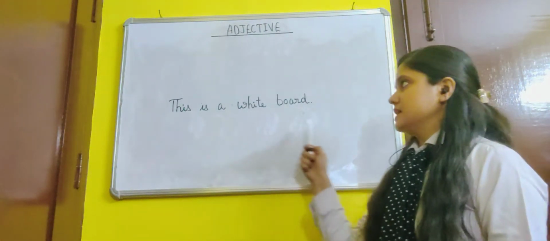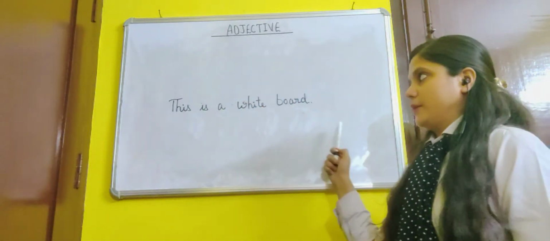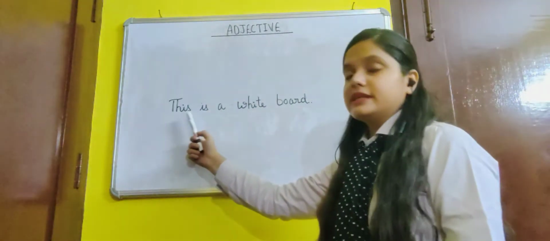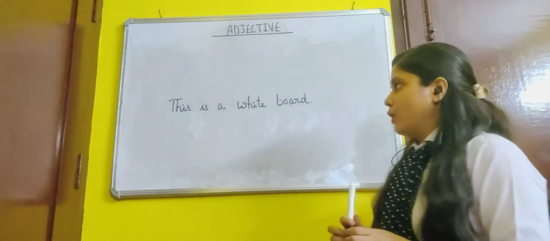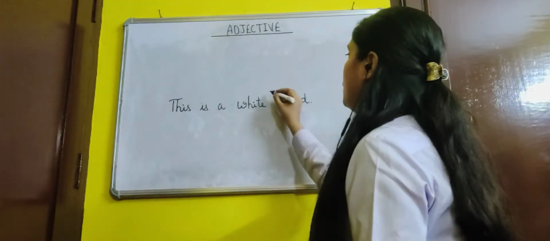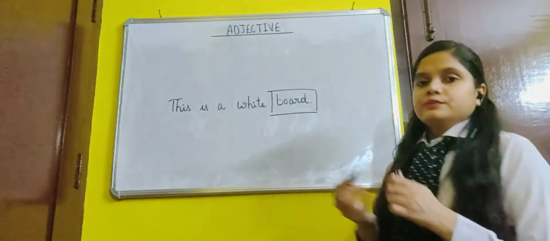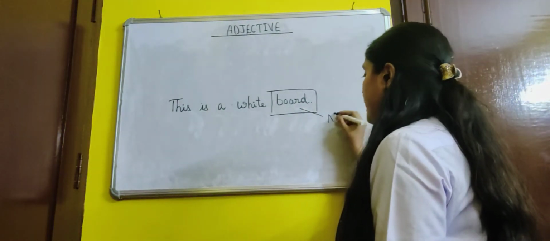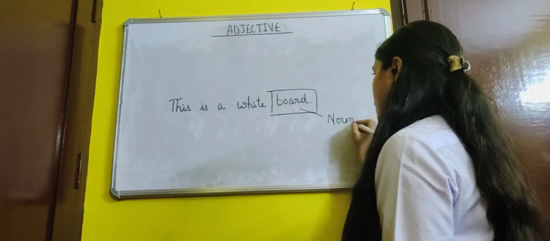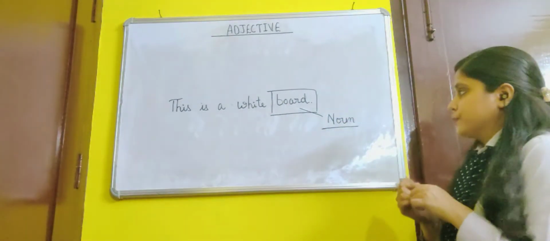Yeah, this is a whiteboard. Okay, you are seeing a whiteboard. What is written on it? This is a whiteboard. Now, see the word board. So, the word board is a noun because it is the name of this thing.